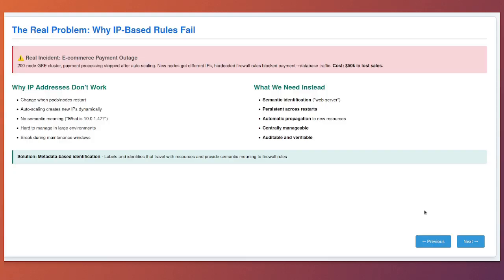IP addresses in the cloud are like house numbers in a rapidly growing city. They change constantly as infrastructure is rebuilt, scaled, and moved around. Building security policies on IP addresses is like writing someone's address in stone when they're about to move to a different neighborhood.